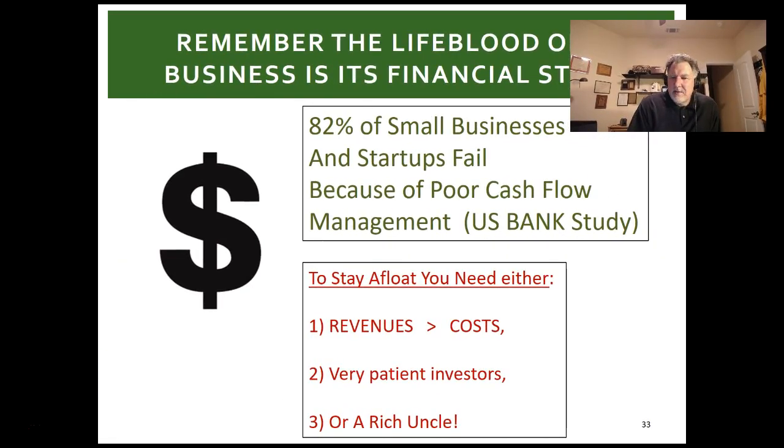So anyway, here we are at the end. Hopefully this wasn't painful. It fills some gaps, and I think the take-home message here is that the lifeblood of a business, whether it's a large business or small business, is its financial state. Remember, 82% of small businesses fail because of poor cash flow, and that's from U.S. Bank. So to stay afloat, you need to make sure your revenues exceed your costs. That's number one. That would be ideal.